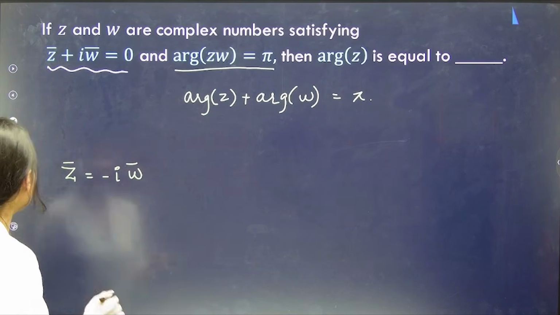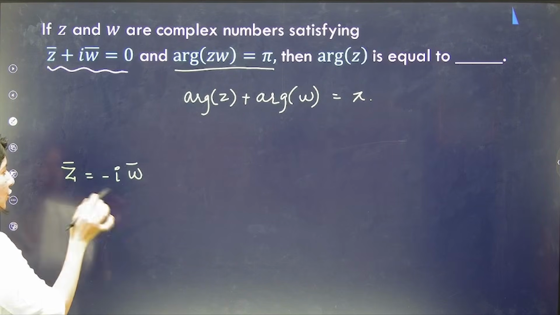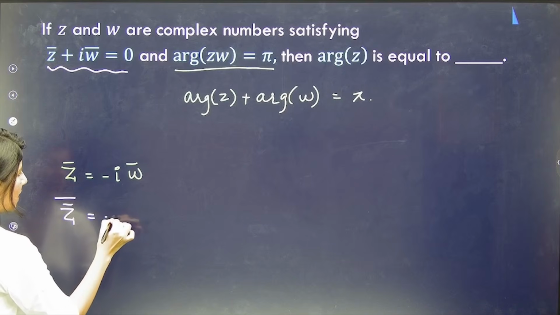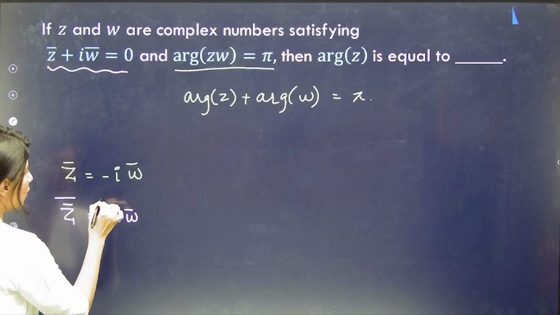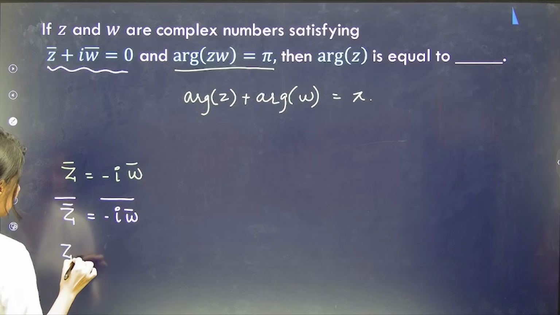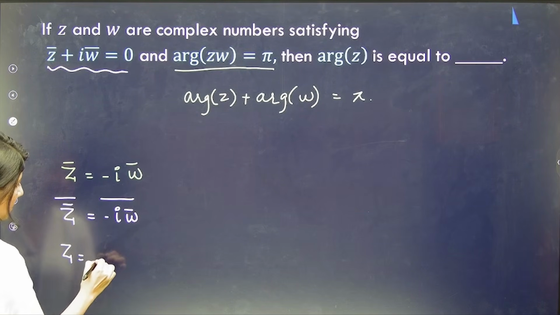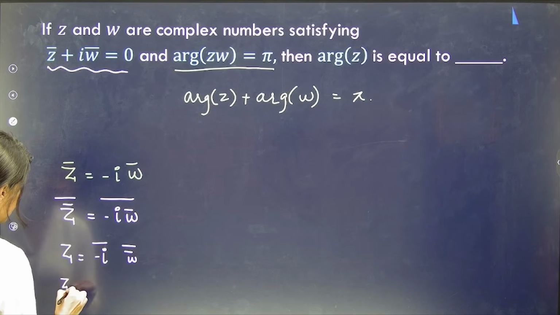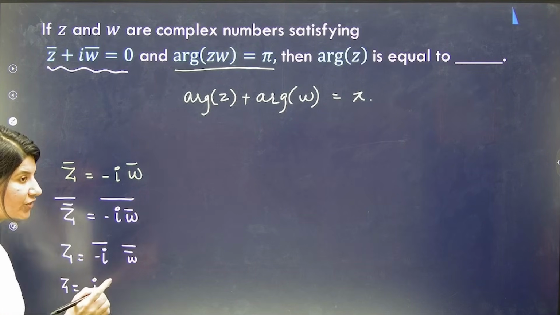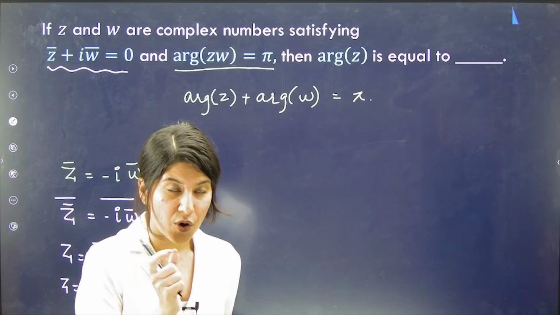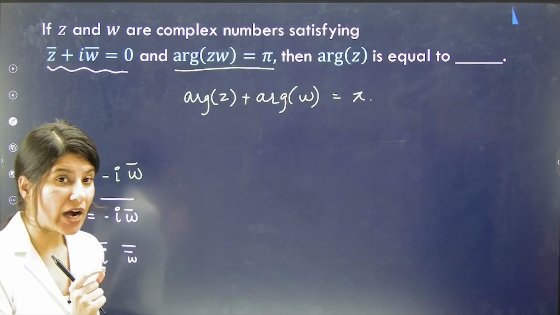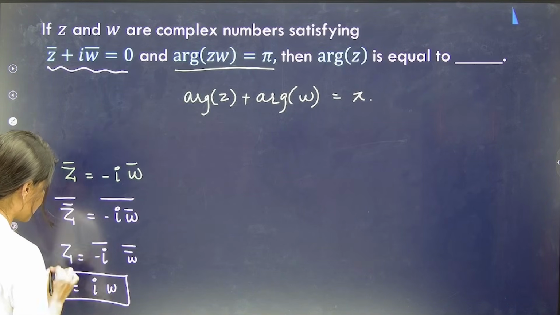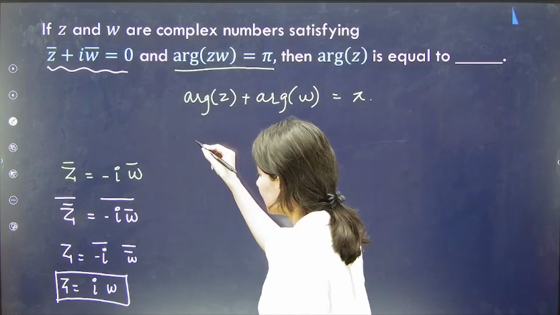Okay. So let's do one thing. Let's take conjugate on both the sides. So z bar is equal to minus iota omega bar, whole bar. So this is z only. This is going to become minus iota bar omega bar whole bar. z is equal to, this is simply iota. We just need to change the sign of the constant which is there with iota. So this will become plus iota. This is omega only. So z is equal to iota omega. Correct?